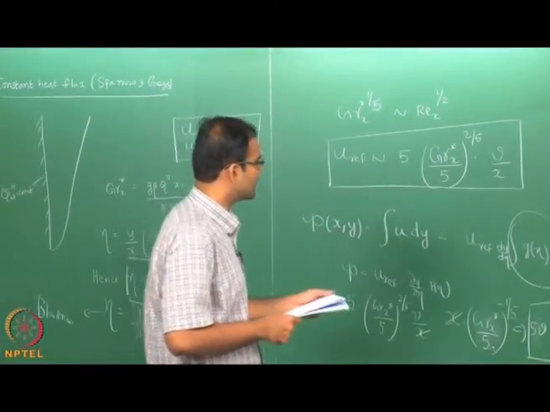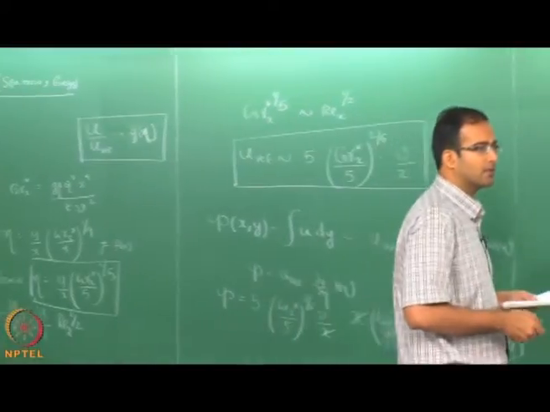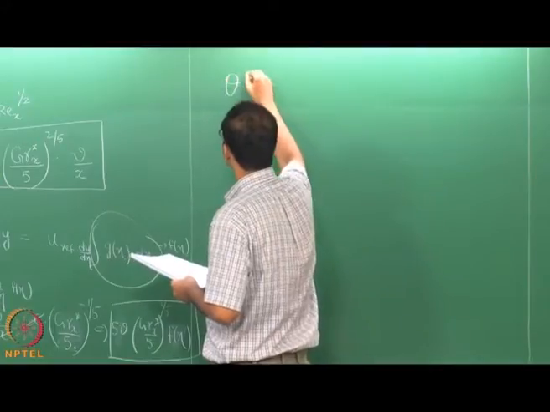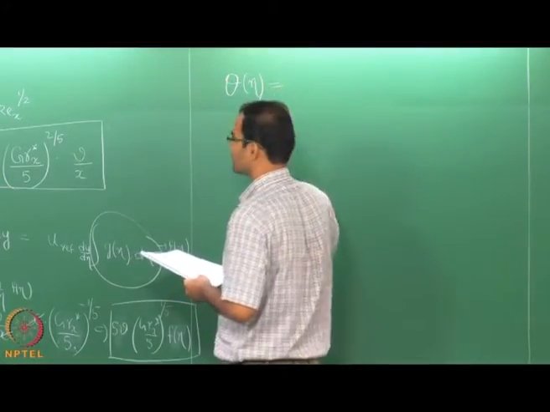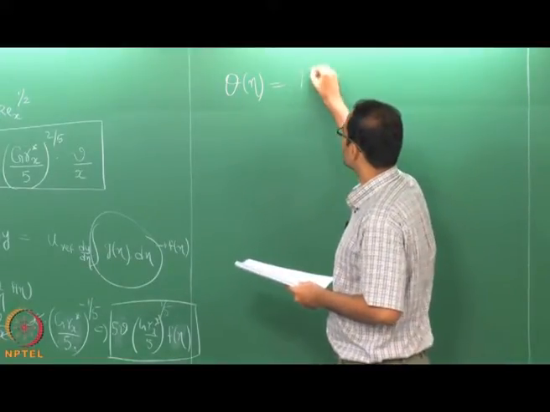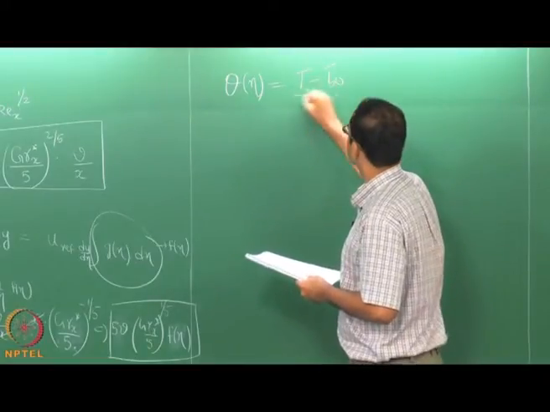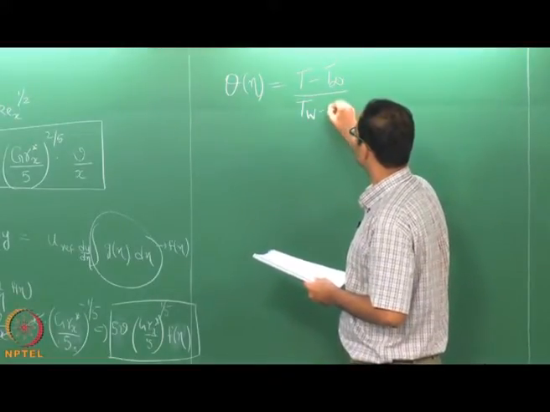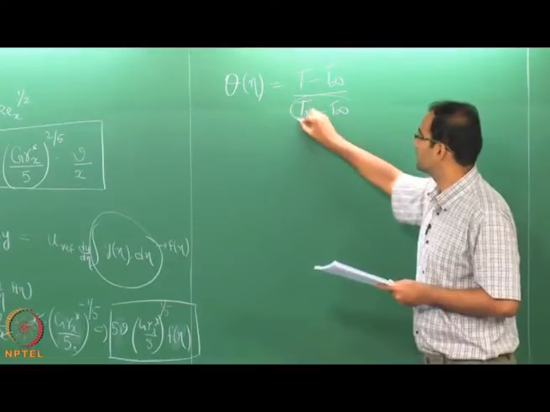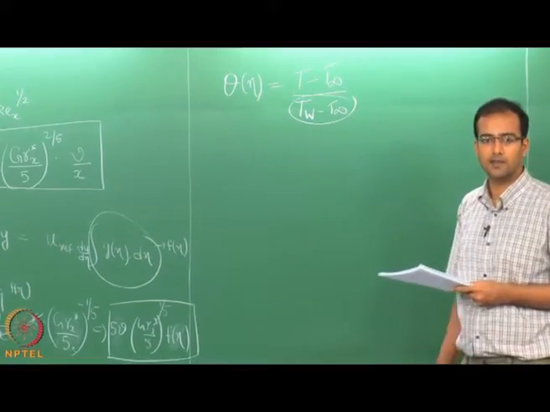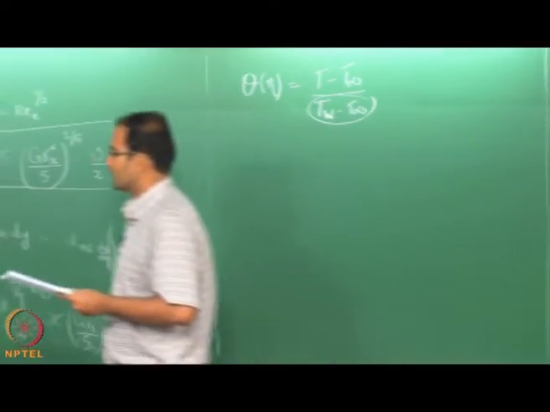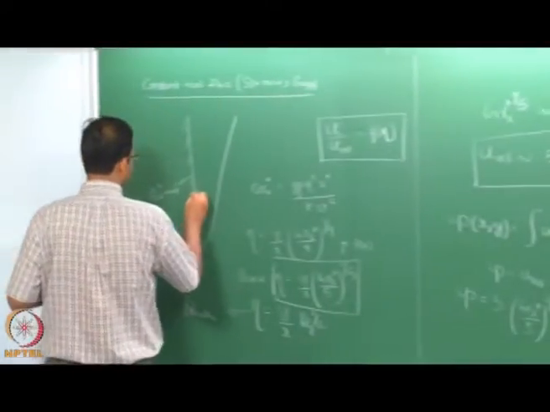So, before doing that we also need to find the similarity variable for theta. Let us assume now theta is a function of eta, but we have to find the right non-dimensionalization here. So, in the constant wall temperature case we use T minus T infinity by T wall minus T infinity, but in the constant heat flux case we do not know the wall temperature, and therefore this has to be somehow converted in terms of heat flux. So, we can again use Fourier's heat flux to do a scaling.